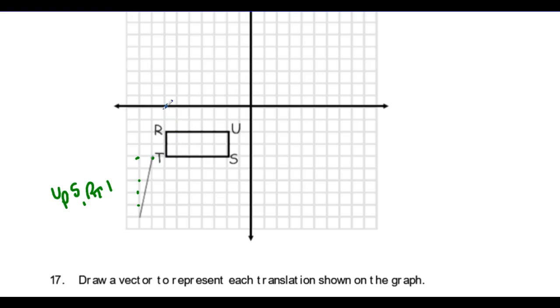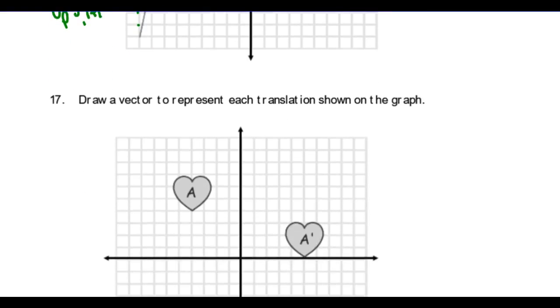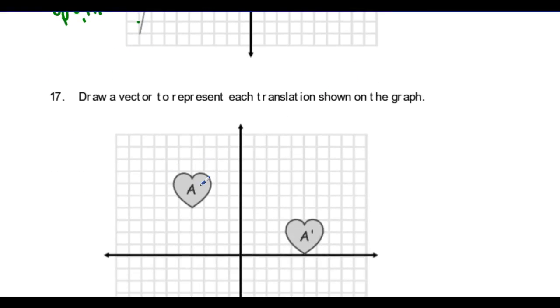1, 2, 3, 4, 5. To the right 1, T prime. 1, 2, 3, 4, 5. To the right 1 is R prime. You do that for each vertex. Then the figure should look exactly the same as it did before. It was a rectangle before, it should still be a rectangle. There you go.